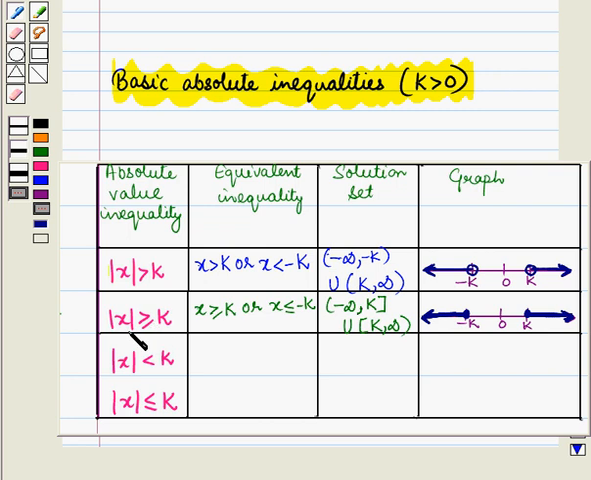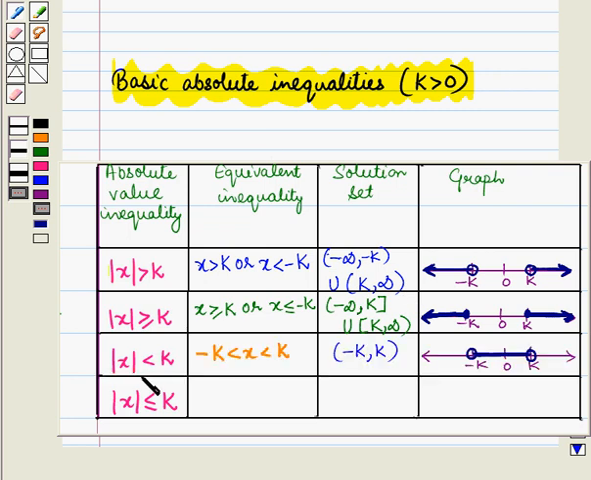For the inequality absolute value of x is greater than or equal to k, the equivalent inequality is given by x is greater than or equal to k or x is less than or equal to minus k. Its solution set is given as semi-open interval minus infinity to minus k union semi-closed interval k to infinity, and this is the representation of the solution set of the given inequality absolute value of x is greater than or equal to k. Here we have drawn dark circles at the points minus k and k, which means that these points are included in the solution set.